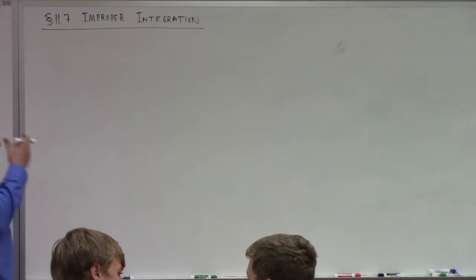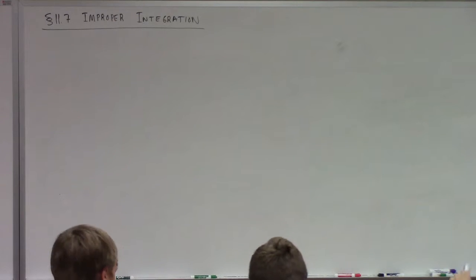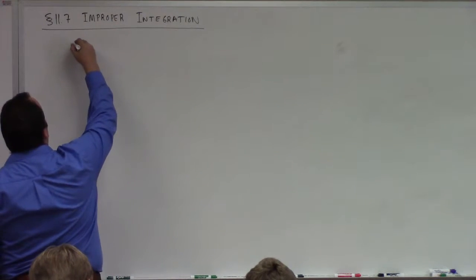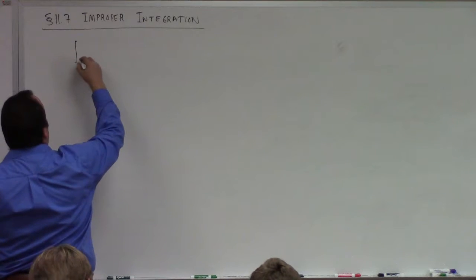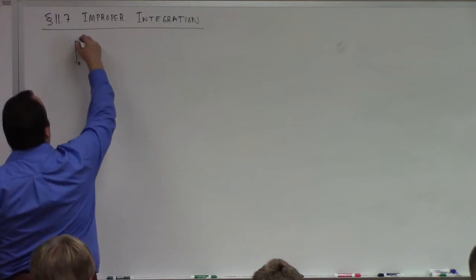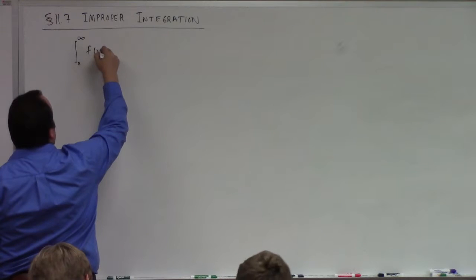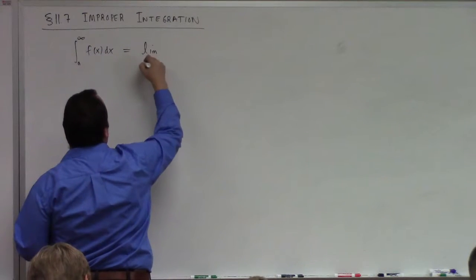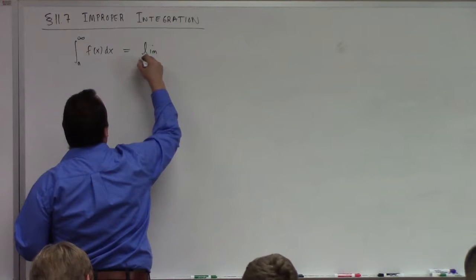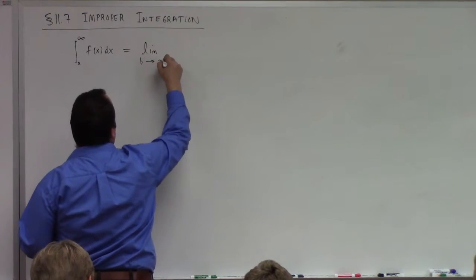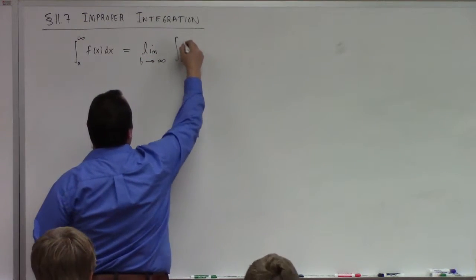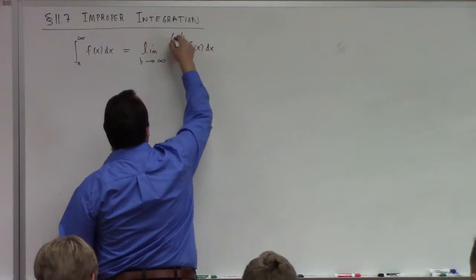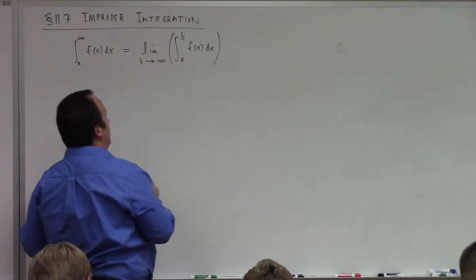So improper integration, there's really a couple different kinds of improper integration we have to talk about. The one is something like this: the integral from, say, some constant a to infinity of f of x dx. Well, this is defined to be the limit as, let's say, b goes to infinity of the integral from a to b of f of x dx.